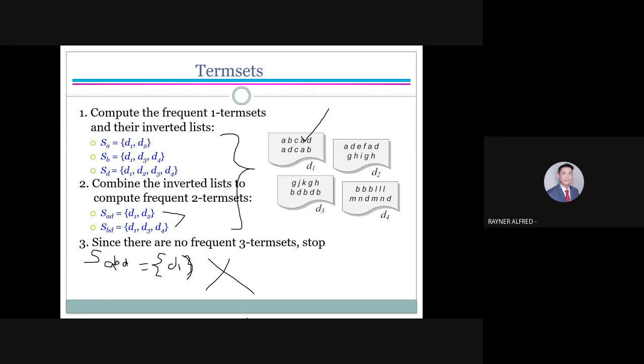Do we have to list the empty set? No, sir. The empty set we ignore. Because in set theory, the empty set is also considered as one of the sets, right? But in our course, we don't include the empty set.